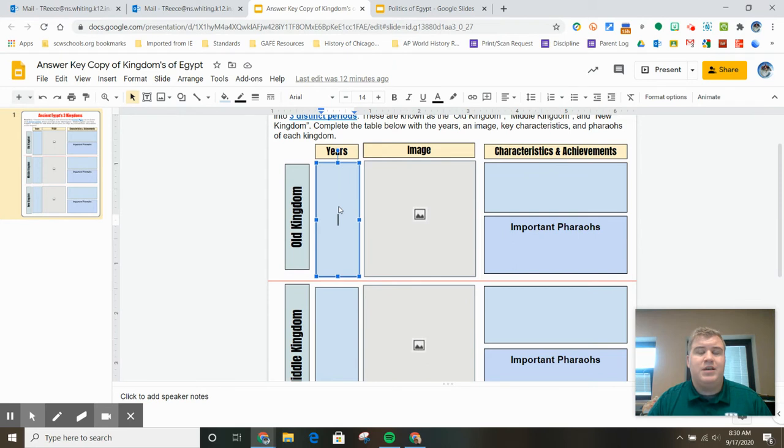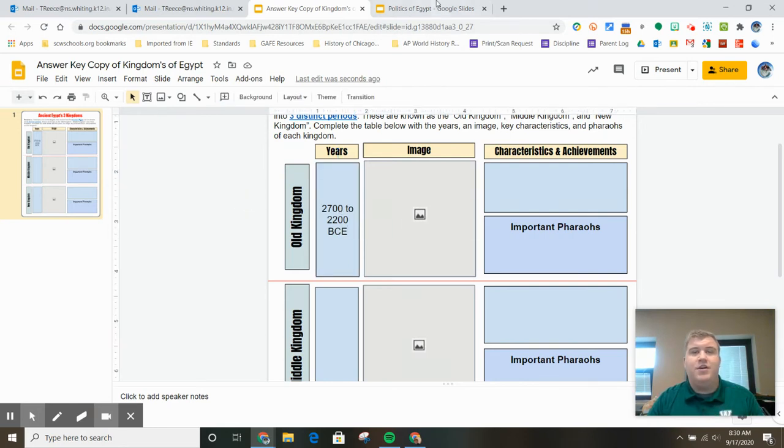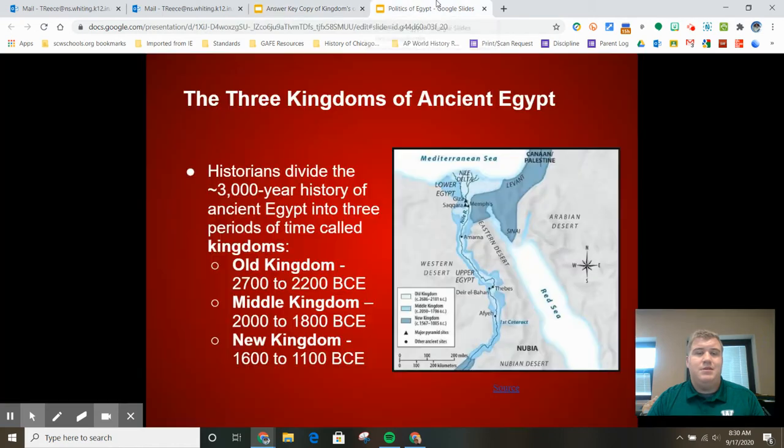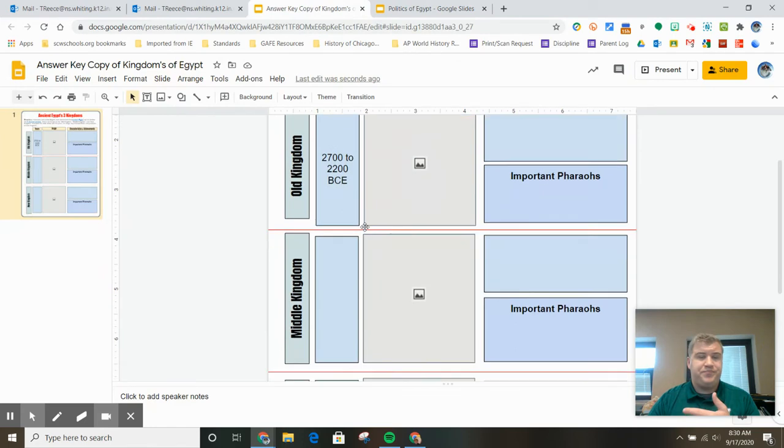So if you double click in there, you can actually start typing in it. So I'm going to put 2700 to 2200 BCE. That's all you need to put from there. You can click outside of it, and there you go. All right. And then we're going to do that for both the Middle Kingdom and the New Kingdom. So Middle Kingdom's from 2000 to 1800 BC, and the New Kingdom 1600 to 1100 BC. So I'm going to do that now.